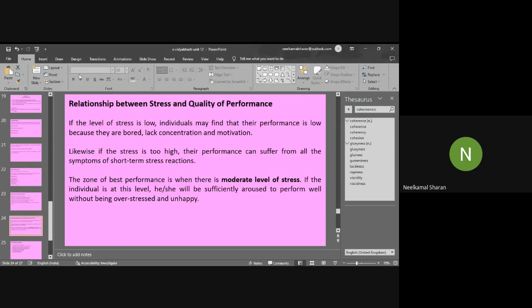Now let us understand the relationship between stress and the quality of performance. If the level of stress is low, individuals may find that their performance is low because they are bored and lack concentration and motivation. So a moderate level of stress is important. Likewise, if stress is too high, the performance can suffer from all the symptoms of short-term stress reaction. But the moderate level of stress is the zone of best performance. At this level, he or she will be sufficiently aroused to perform well without being overstressed and unhappy.